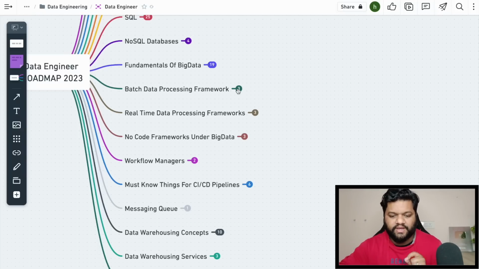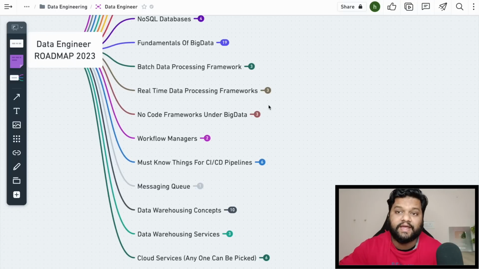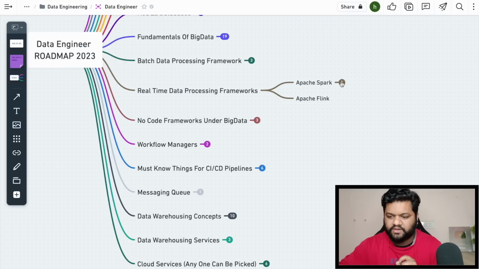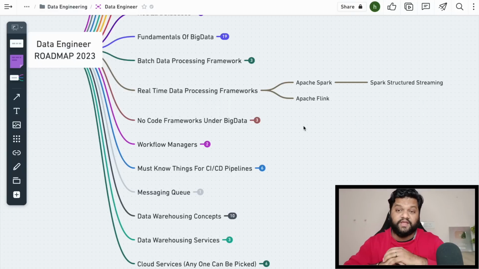Now moving on to the next part, which is related to real-time data processing frameworks. For this one, you need to focus on Apache Spark, the Spark Structured Streaming. And the next one is Apache Flink, which is getting really, really popular when it comes to creating pure real-time data streaming pipelines. Since I have been using it personally for production-level applications, I know how amazing it is. So for this sort of use case, you must try this and you must explore it.